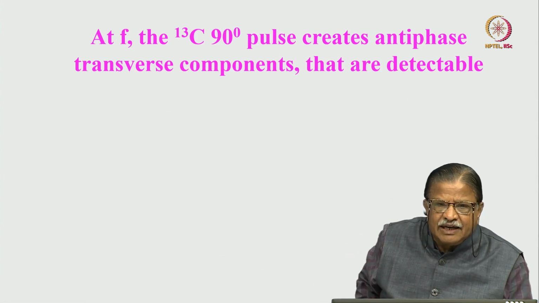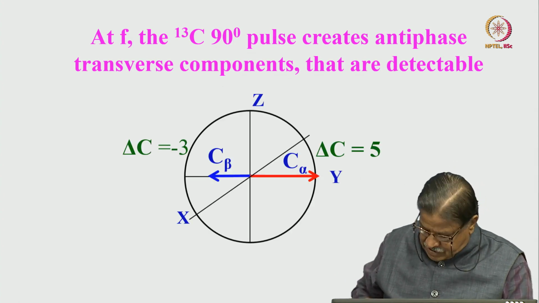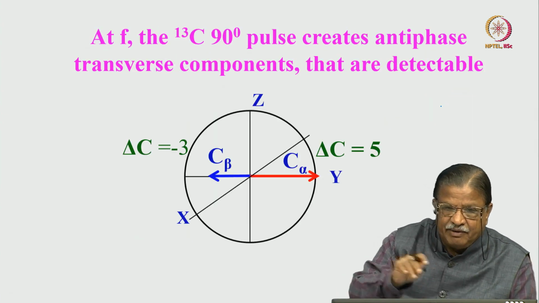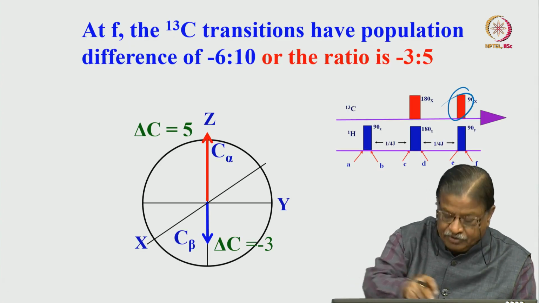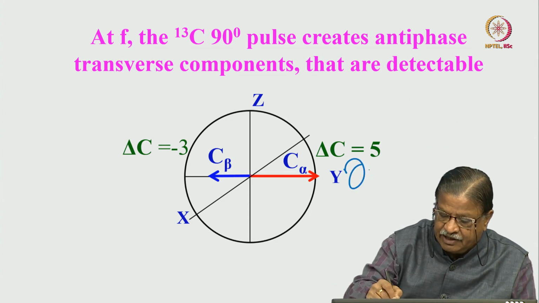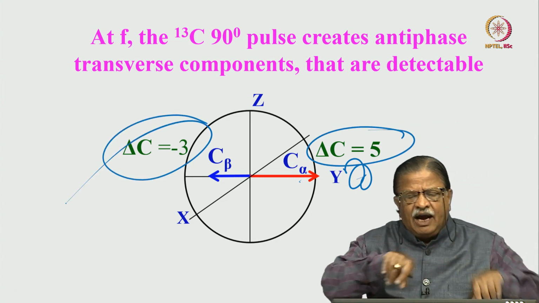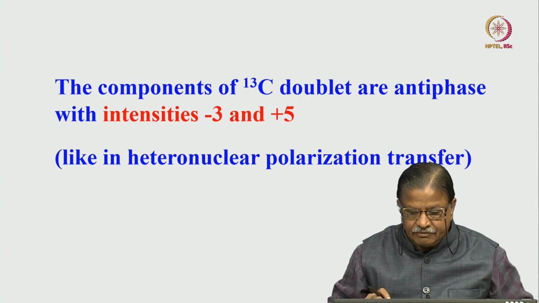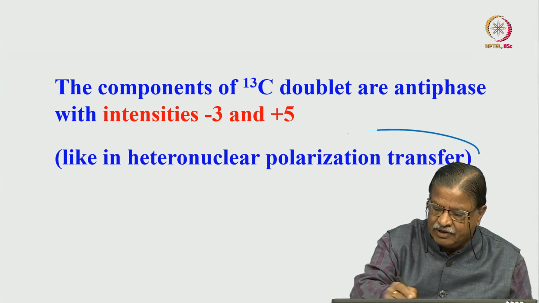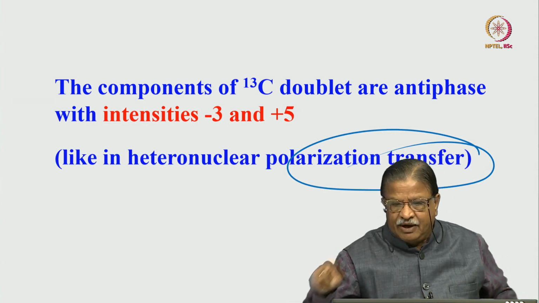At F, the carbon 13 90 pulse creates antiphase transverse components that are detectable now. Here you are also applying a 90 pulse on carbon 13 for detecting, and that will bring magnetization which was along the Z axis to detectable along the XY plane, X axis or Y axis. If you have a receiver here, it brings to Y axis. So, delta C equal to 5, delta C equal to minus 3, antiphase character, and here we can detect the signal. The components of the doublet are antiphase with intensity minus 3 and plus 5, like in the heteronuclear polarization transfer. And of course, this is what we have to do, we have to collect the signal.